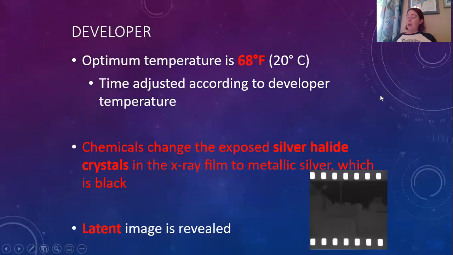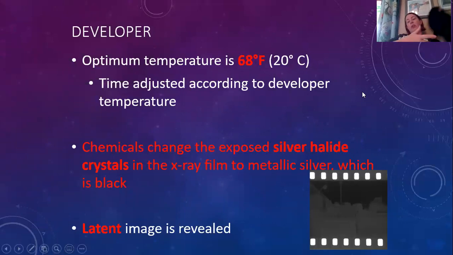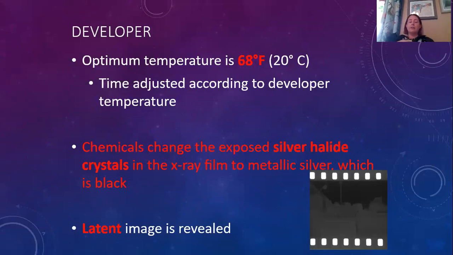With our developer, the optimum temperature is 68 degrees Fahrenheit. If it is hotter than 68 degrees Fahrenheit, it will develop faster. If it is colder than 68 degrees Fahrenheit, it will develop slower. The time needs to be adjusted according to our developer temperature. And the chemicals are going to change the exposed silver halide crystals in the X-ray film to black metallic silver, and a latent image or a ghost image appears.